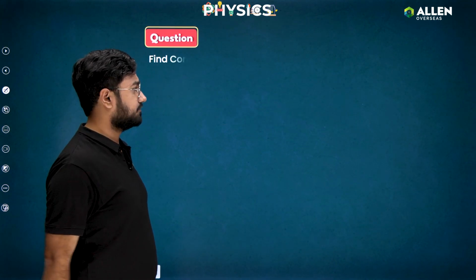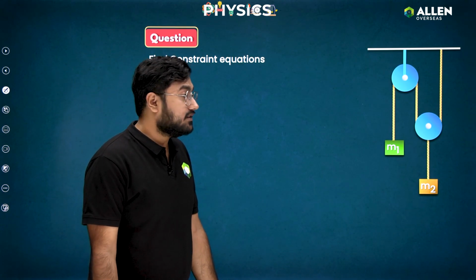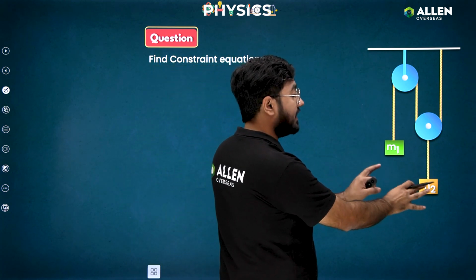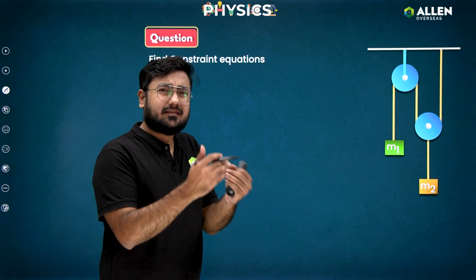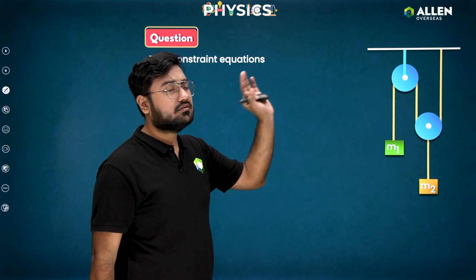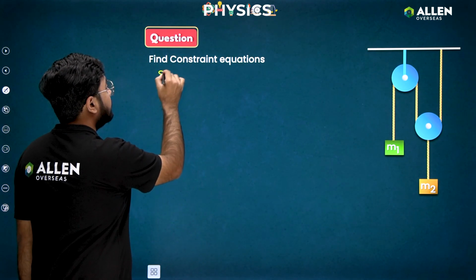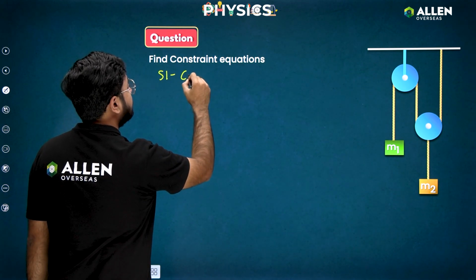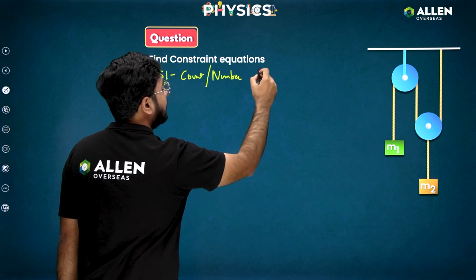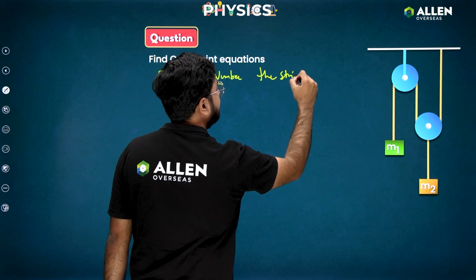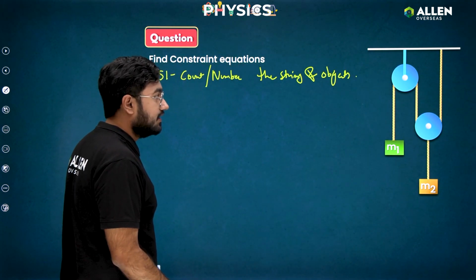So let us take a question. Find the constraint equation. So constraint equation means I have to relate the velocities and accelerations of the blocks, right? There are a certain series of steps that you must follow in order to get the constraint equations. So first of all, step 1, count or number the strings and objects, right? So let us count the strings.